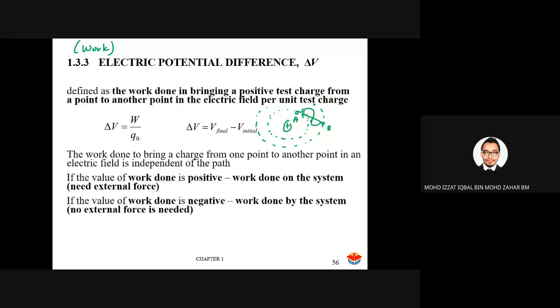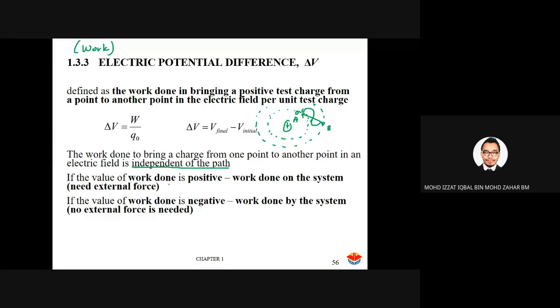Nilai kerja yang dilakukan adalah sama. So the work done is the same regardless of the path. So independent of the path, remember dia tak penting. Dia bukannya macam work sama dengan FS. So S is important kan. Tapi yang ni dia adalah independent of that. Actually S pun displacement.